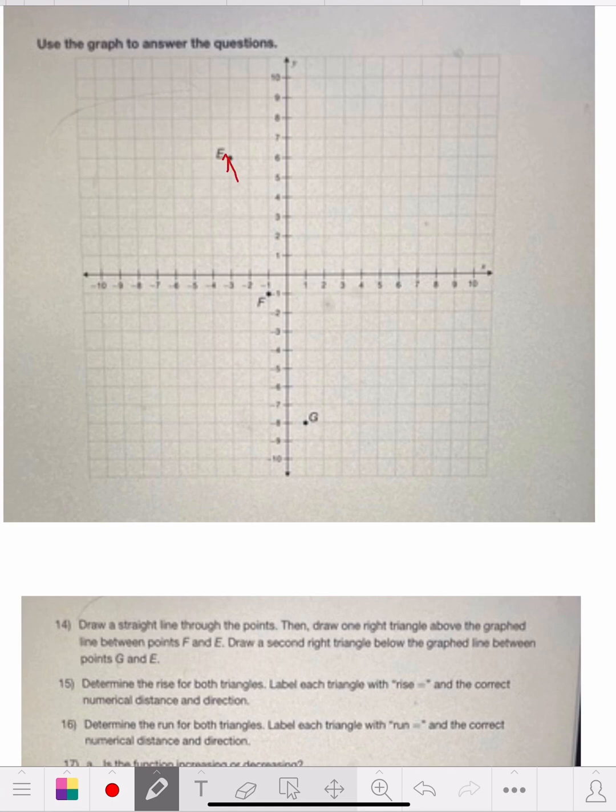But I always notice something's different, okay? You see, I'm drawing down now. I'm not drawing up, okay? So this is telling me this is going to be negative, okay? Because I'm going down. I'm going into negative numbers, okay?